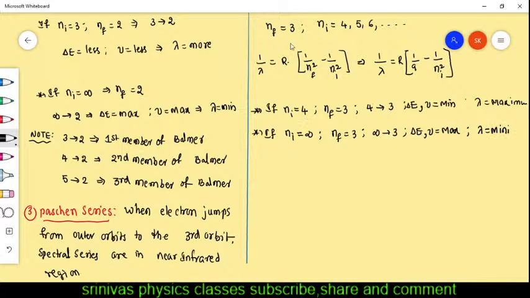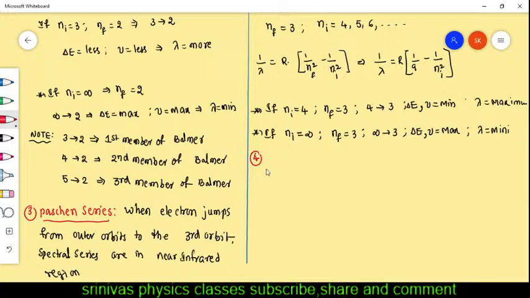If transition occurs to third orbit, fourth to third, that is called as the first member of Paschen series. Fifth to third, second member of Paschen series. Sixth to third, that is the third member of Paschen series. I am not going to write the notes for that, right? In the note I wrote for the Lyman and Balmer. Similarly it will be there for others.